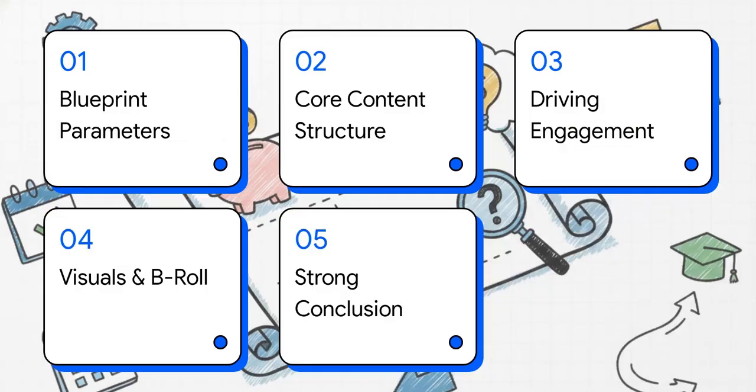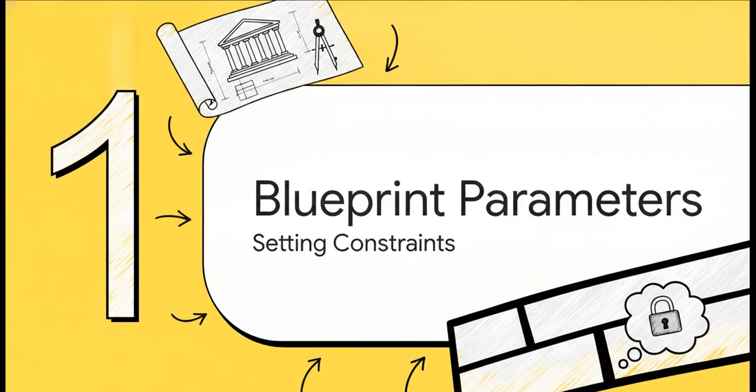So here is our roadmap for today. We'll be hitting 1. The blueprint parameters. 2. Structuring the core content. 3. Driving engagement. 4. Visuals and B-roll ideas. And finally 5. The strong conclusion. Let's get into it. Starting off with Section 1, the blueprint parameters, setting the constraints.